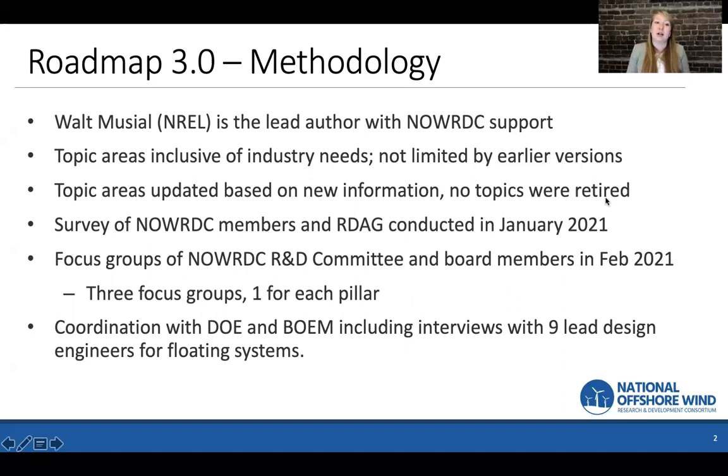All the topic areas in Roadmap 3.0 are inclusive of industry needs, and they're not limited by earlier versions of the roadmap, for example, 1.0 or 2.0. What this means is that we reached out to our industry members and other folks at the national scale and really want to be very inclusive of all these different industry needs. We didn't want to limit ourselves by any of these earlier versions. What we really want to do is make sure that we're looking at the needs of today and of the near future, and that's what we put into this Roadmap 3.0.